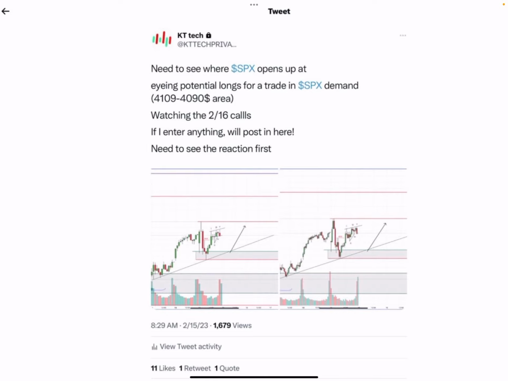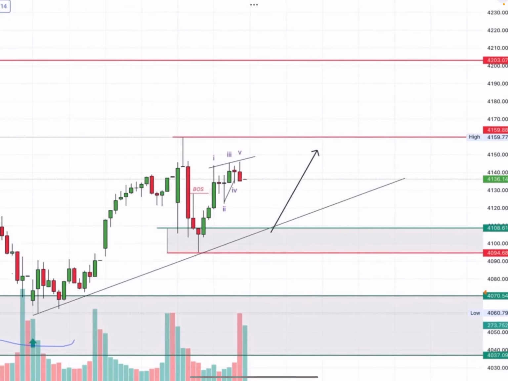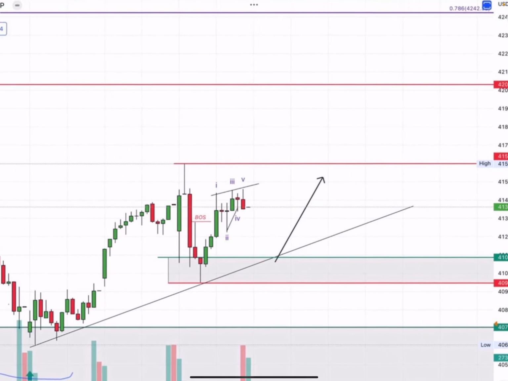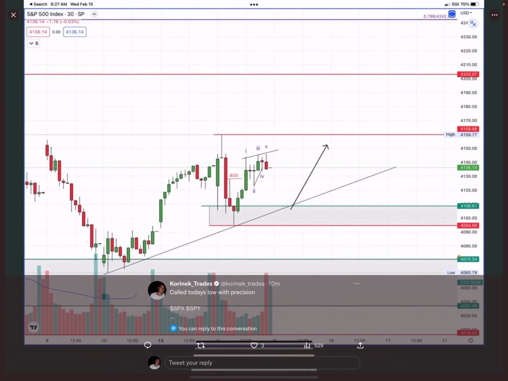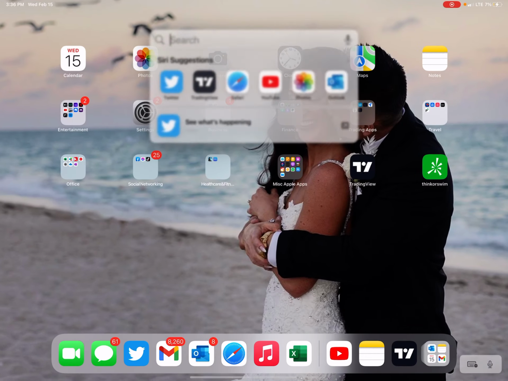I was looking for longs at SPX demand around 41.09, okay? So this was the write-up. Here was the analysis, looking for a fade down to 41.08 and a run of the highs. So let's see what happened and how things reacted.